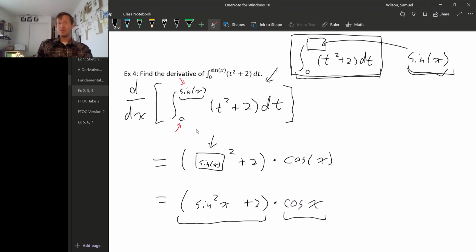So the fundamental theorem of calculus gives us a tool for calculating derivatives of these area functions, but you do have to be careful about the restrictions that the fundamental theorem of calculus has. The bottom bound has to be a constant, and the top bound has to be just the variable. If it's not just the variable, you're going to end up using the chain rule.